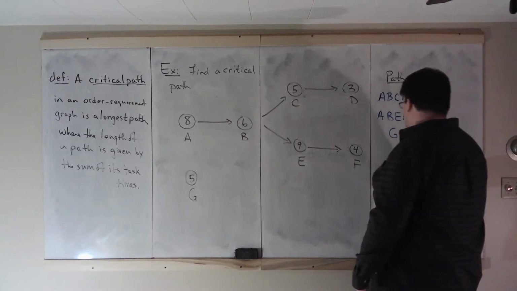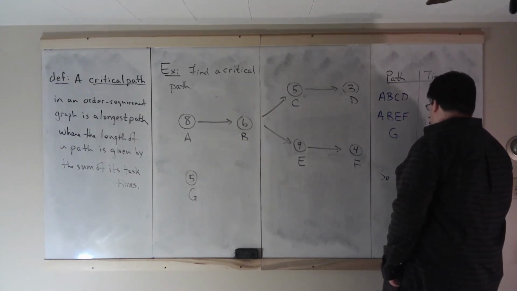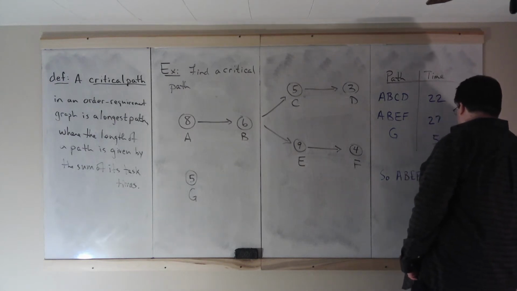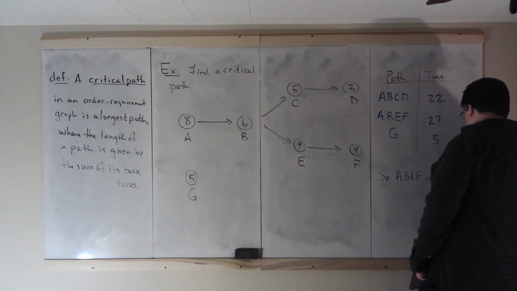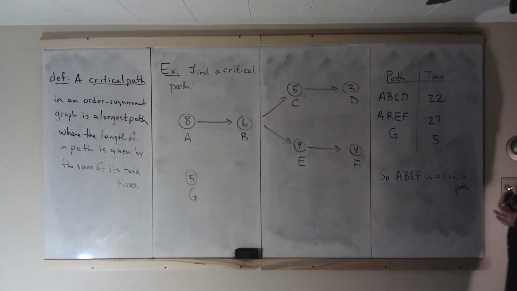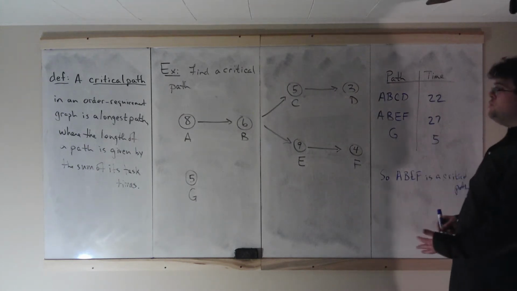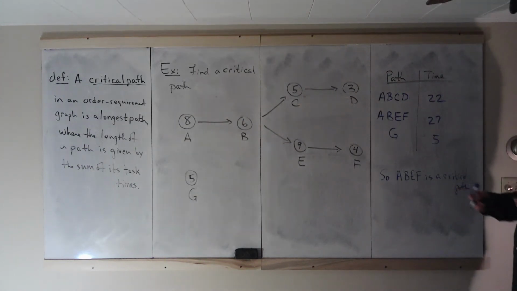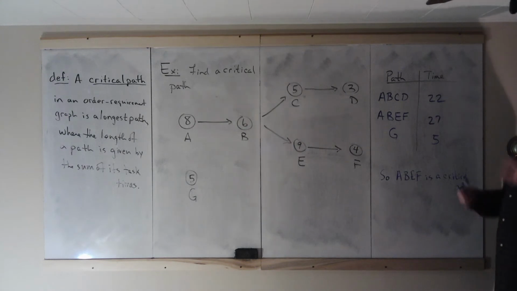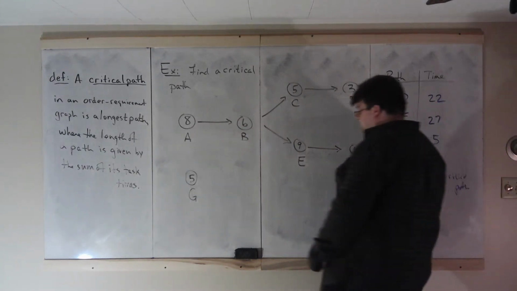So in this example, A, B, E, F is a critical path. And we say a critical path because there may be more than one depending on how these times work out. You know, if task B took 8 minutes, then there'd be 2 critical paths. Remember, the critical path is the one that holds us up the most. It's the one that takes the most time.